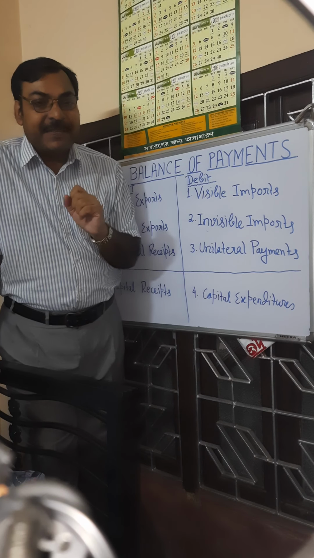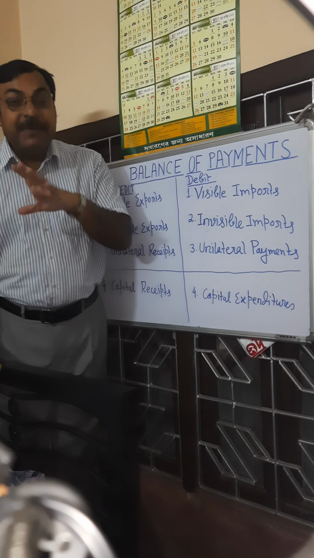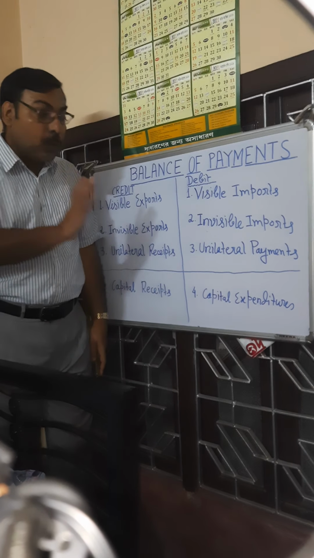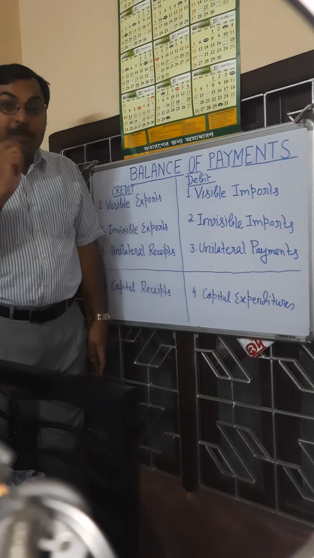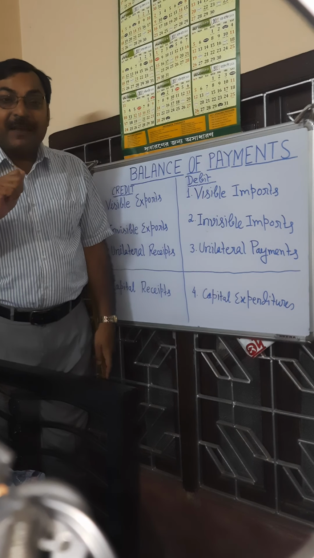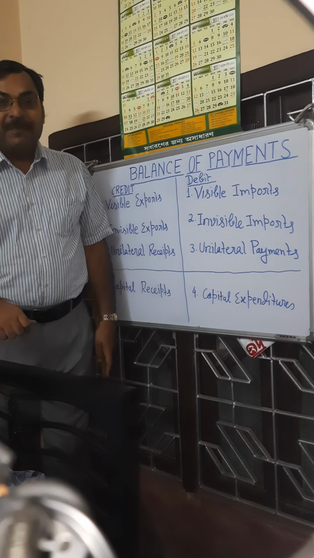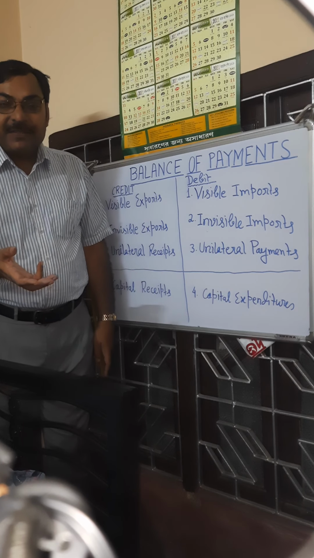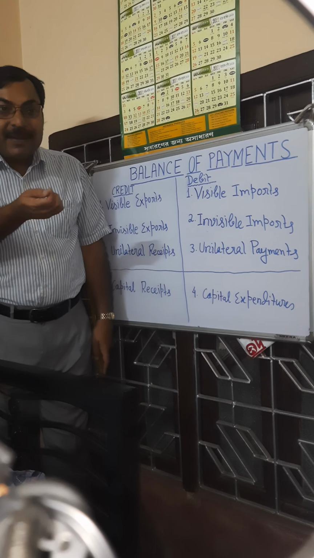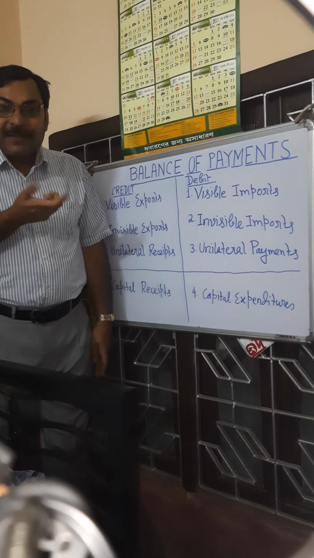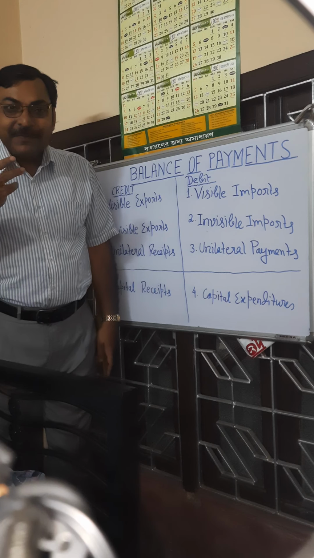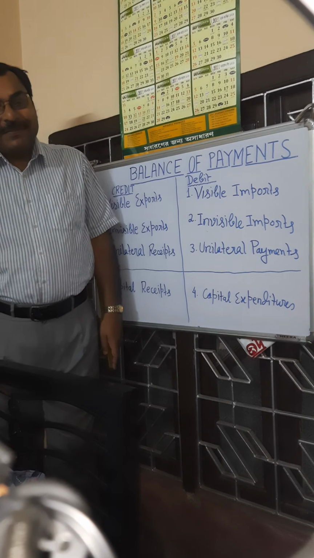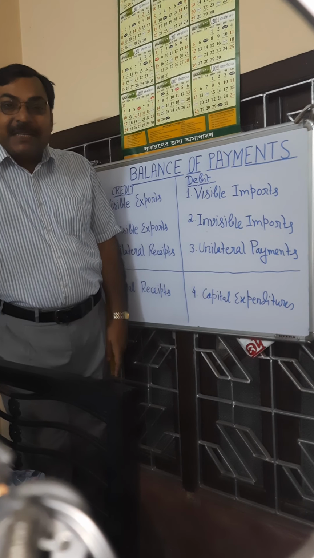Not only services. Invisible items is a broader concept. Invisible items include services. It also includes investment income, interest income. If we are investing outside in foreign countries, in return we may get dividends, profits. These are not visible items. So these are included in the balance of payment account as invisible items: investment income, interest income, etc.